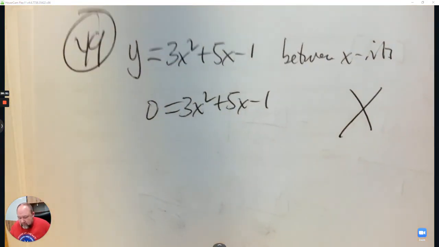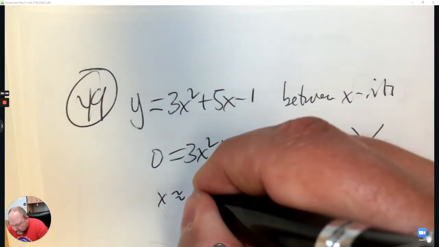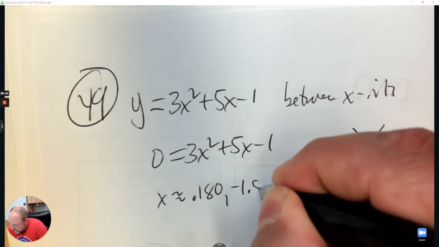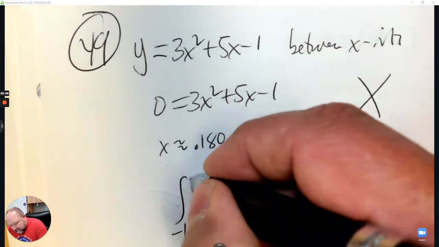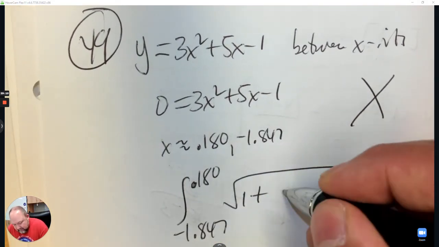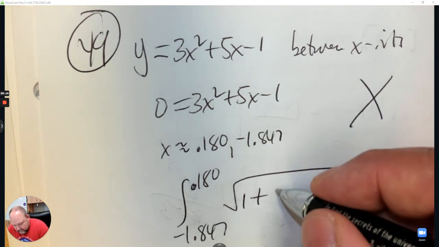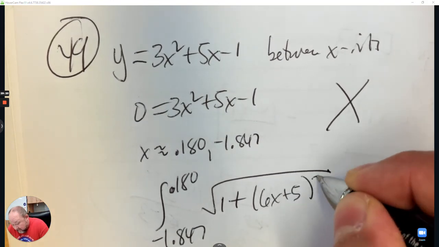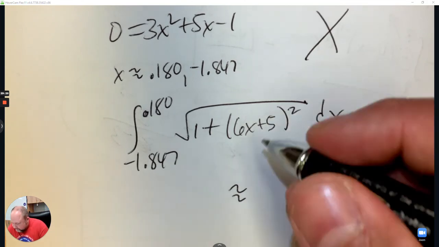So let's write down. What would I write down here? So the intercepts were 0.810 and negative 1.847. The setup goes negative 1.847 to 0.810. And then it's the square root of 1 plus the derivative of that squared. Now the derivative of this is 6x plus 5. Why not, right? And then dx. And then when you integrate that, we get the answer to this.